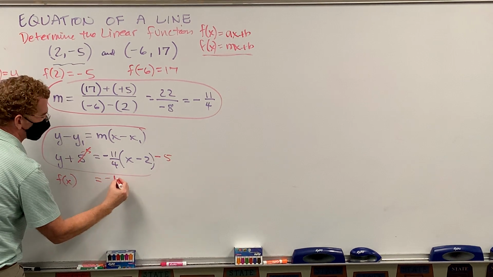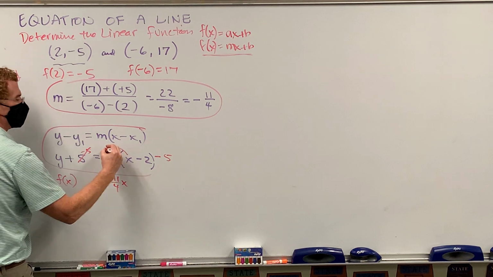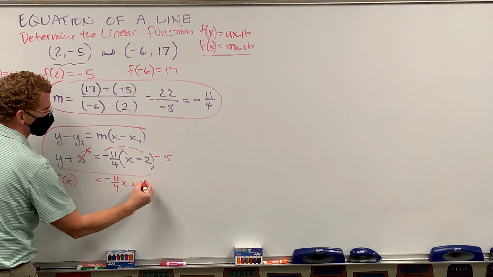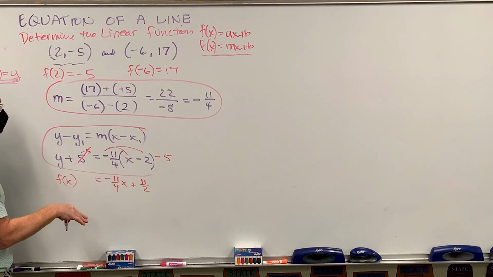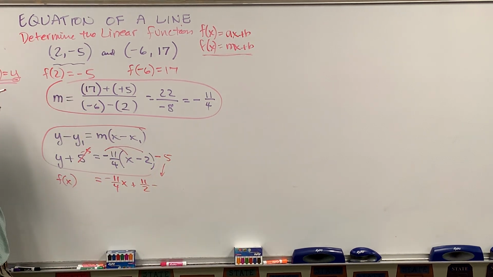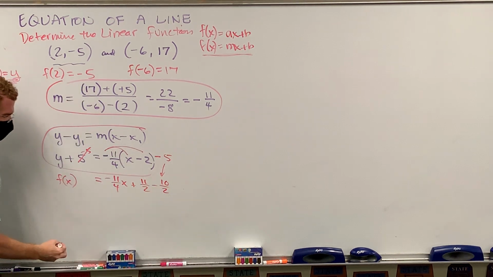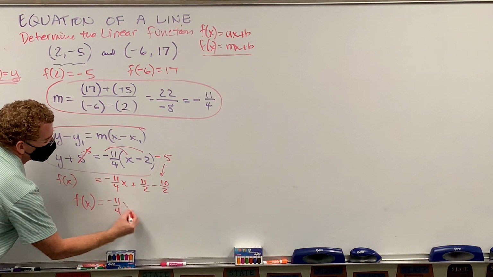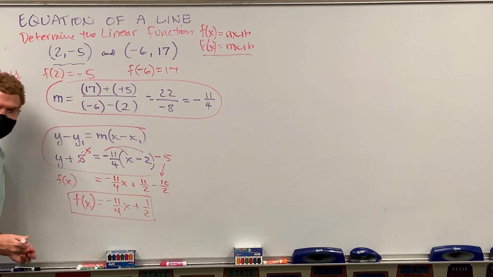and you get negative 11/4 times x, negative 11/4 times negative 2, which gives me positive 11/2, or 22/4, which reduces. And then at the end, I'm just going to tack on a negative 5, which if you found a common denominator would be what? Negative 10/2. So my final linear function would be that.